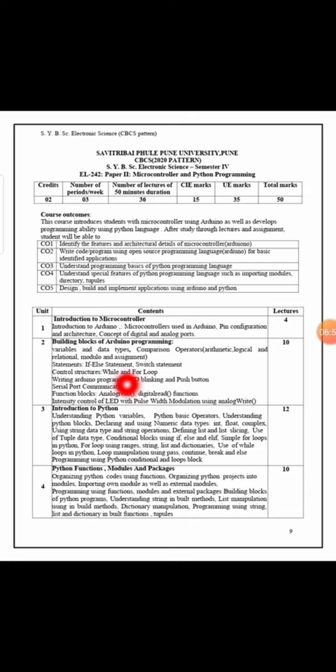Then the next topic is serial port communication. What is meant by a port, what is meant by a serial port, that I am going to explain in this chapter. Then the next one is function blocks. Analog and digital read functions that we are going to study in this chapter. Then intensity control of LED with pulse width modulation using analog write.